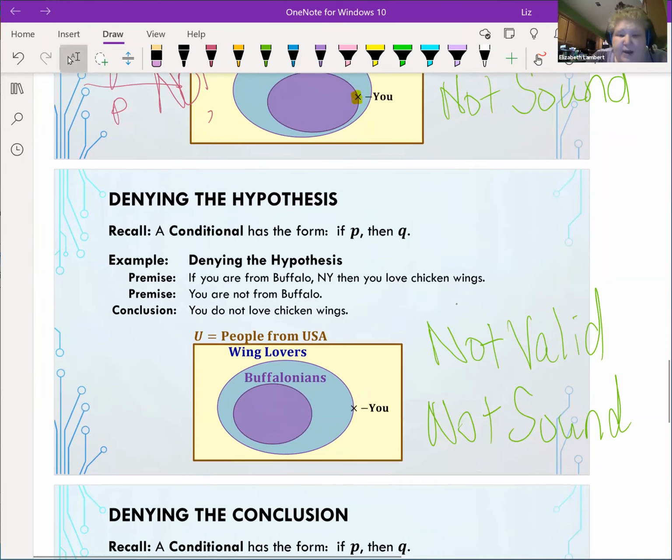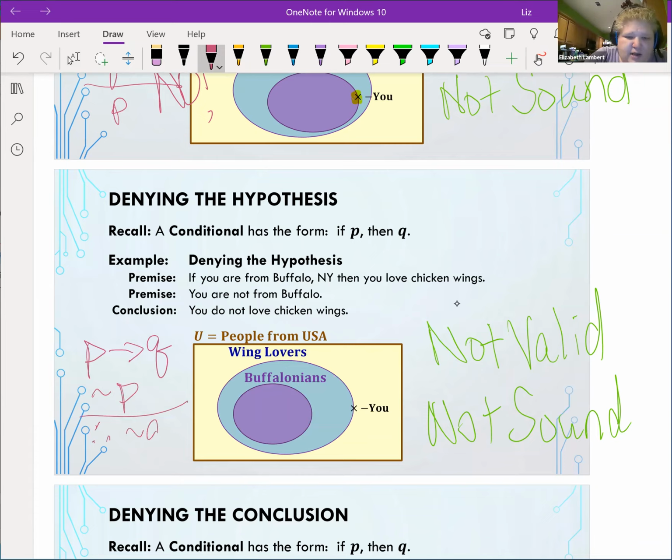Likewise, on denying the hypothesis, this is if P then Q, and then we got told not P. And then they tried to say, therefore, not Q. No. Conditional statements do not work that way either.